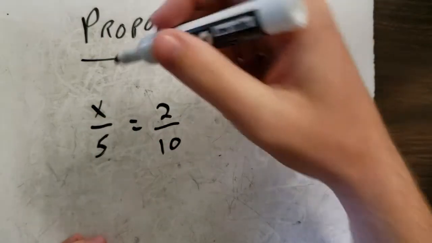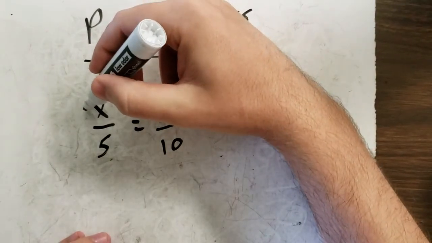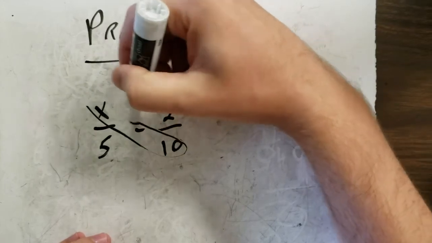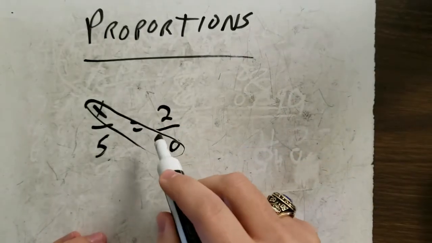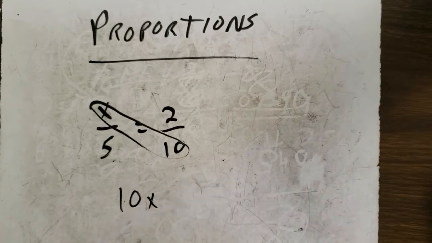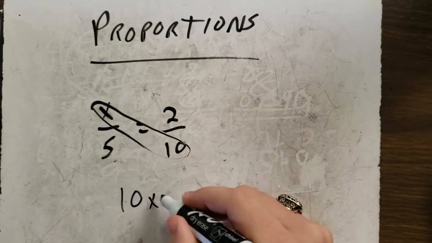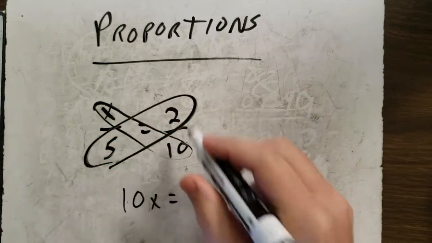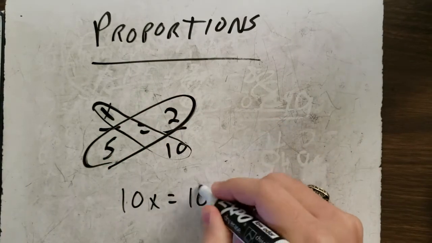Okay, so let's start off. You can start on either side, it doesn't matter which way you start. So we can start on this side, x and 10. Multiply 10 times x, and that equals 10x. Equal sign goes in the middle, and then the other way, 5 times 2, and that equals 10.